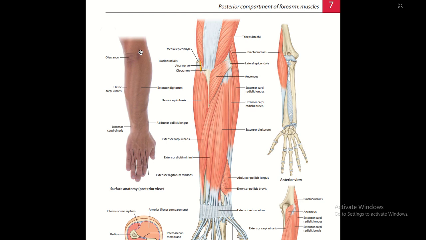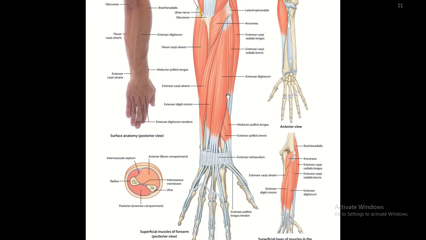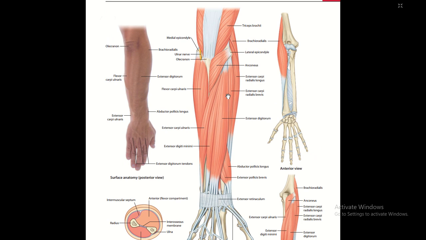Today we're going to talk about the lateral compartment of the forearm. It doesn't have much, but it's a very important compartment that you need to appreciate. So in the lateral compartment, right here, you're actually going to have two muscles.